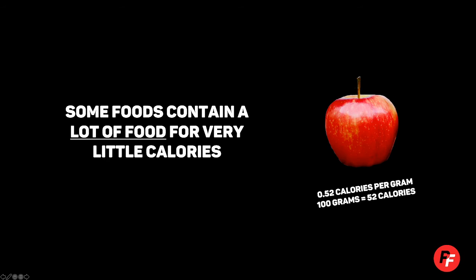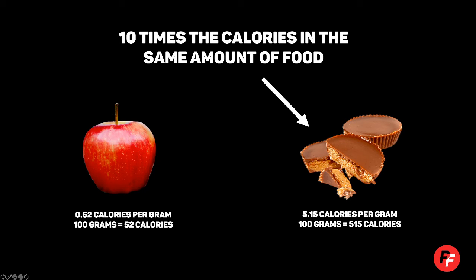Then, on the other hand, you have some foods that contain a lot of food for very little calories. An apple is a good example of this. They have just half a calorie per gram, so 100 grams gives you 52 calories. So, when we compare the two, you can see that the Reese's chocolate contains 10 times the amount of calories in the same amount of food.